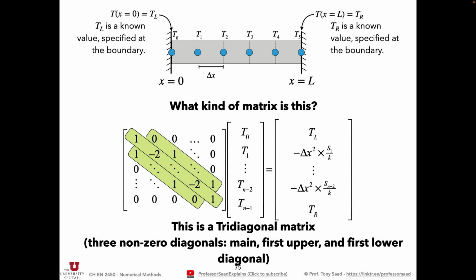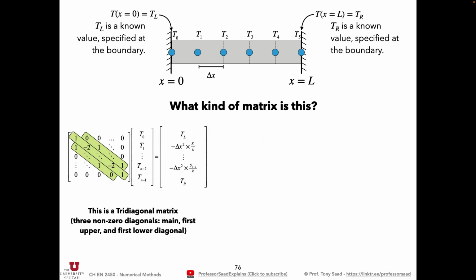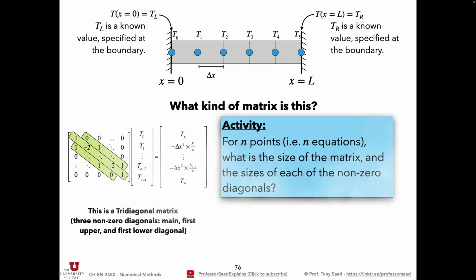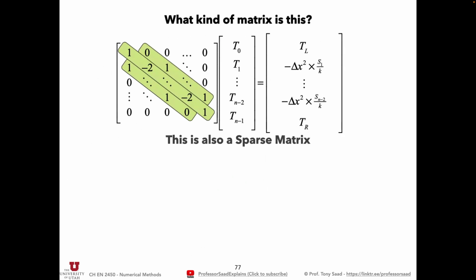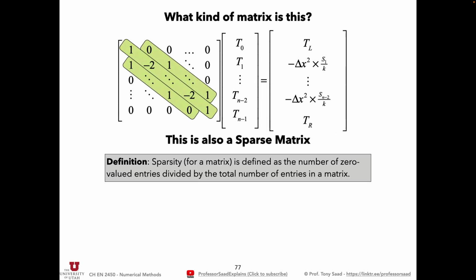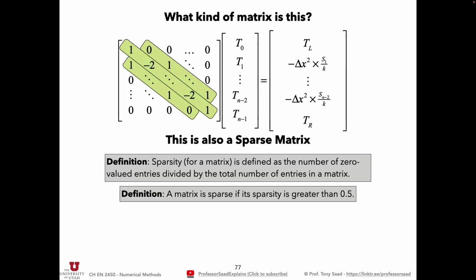The main diagonal, first upper and first lower, right? Then I have a bunch of activities here. Again, go through that lecture. So I want to get to coding it actually. All right. This is also a sparse matrix.